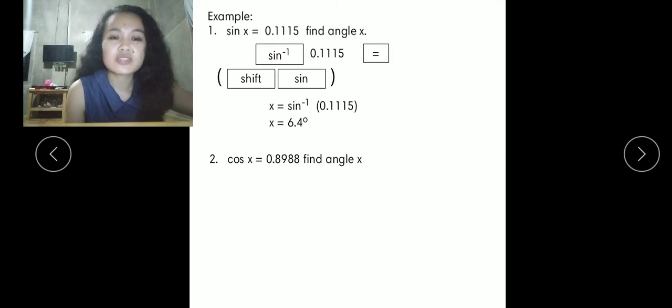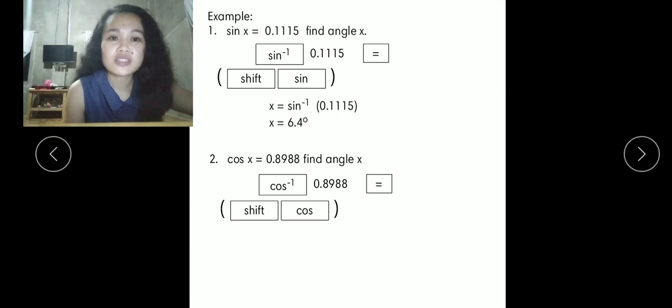Another example, if we have cos x equal to 0.8988, find angle x. The same process as example 1: get the inverse of cosine 0.8988 by clicking Shift, Cos, then 0.8988, then close parentheses. So x is equal to 26 degrees.